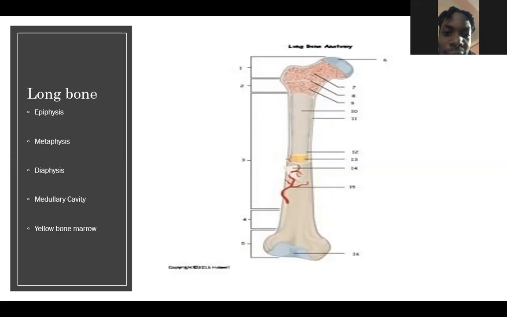Diaphysis. That will be, very good. That'll be 3. Yes, I think that's 3 I see in there. Now the medullary cavity. Yes, medullary cavity.